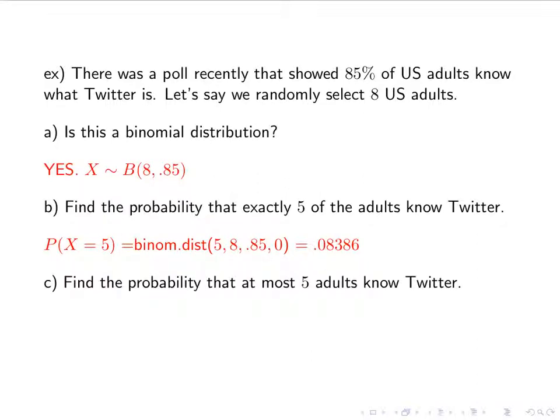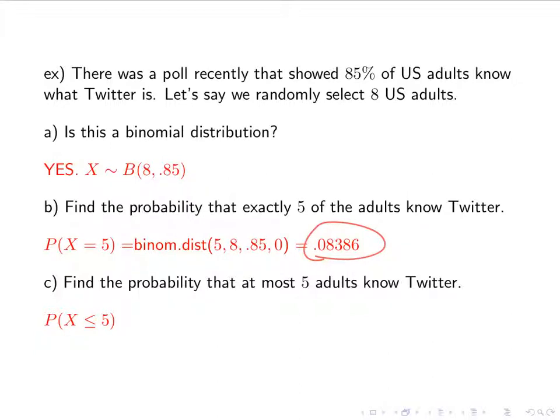But let's try C. Find the probability that at most 5 adults know what Twitter is. So again, mathematically, that's the probability that X is less than or equal to 5. Notice that that includes 5, so my answer should be more than my answer to part B. Right, the probability that at most 5 adults know what Twitter is means I'm going to be adding up the probability that no people know, that 1 person knows, that 2 people know, that 3 people know, that 4 people know, and that 5 people know. So we're going to be adding up 6 things.